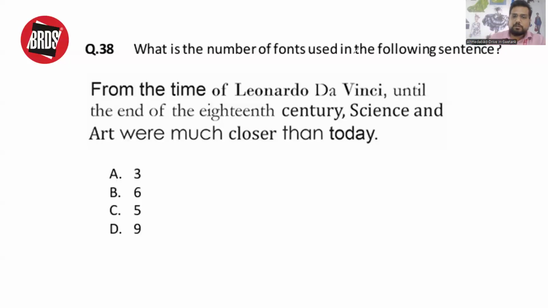Question number 38. What is the number of fonts used in the following sentence? Now, again, this is the second question where I would say that maybe you can raise an objection. But again, this is a very subjective one, which could be considered as an objection. They may change the answer, or maybe they won't do that.